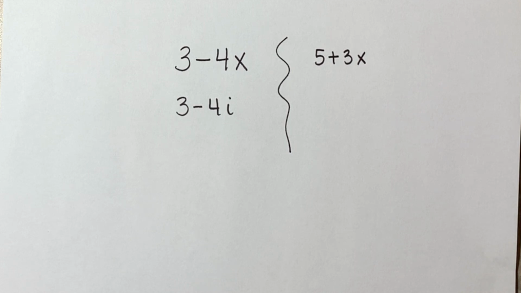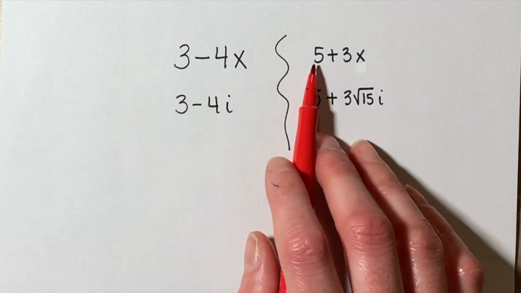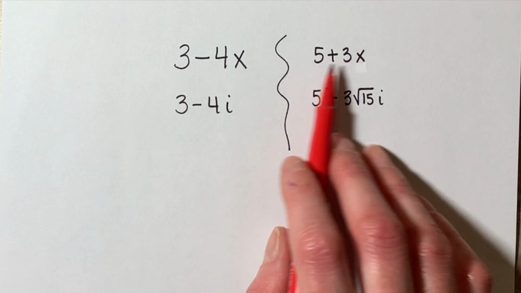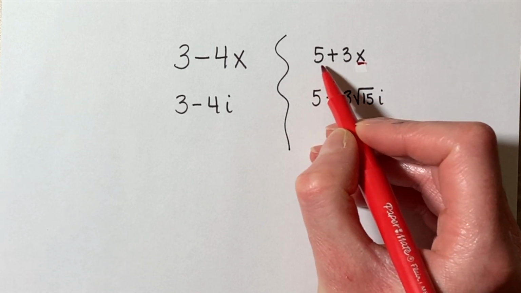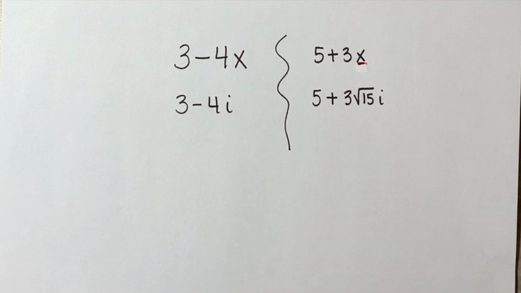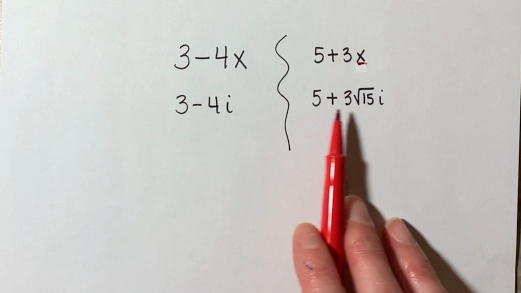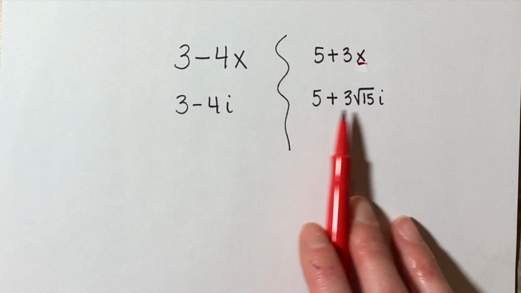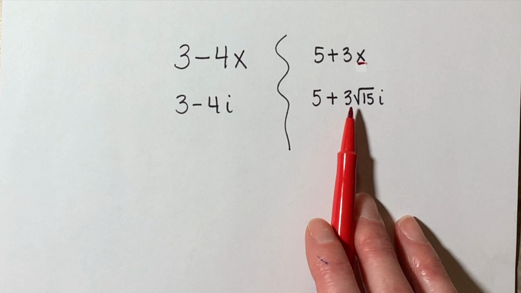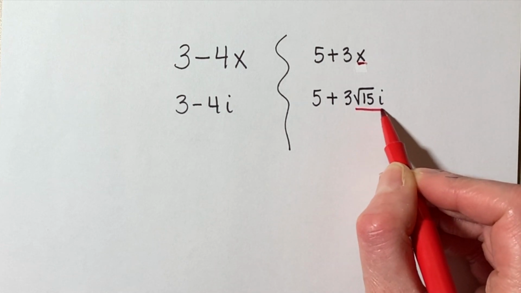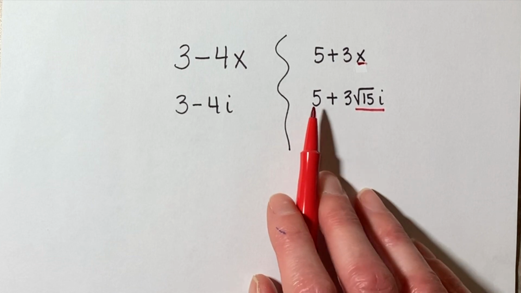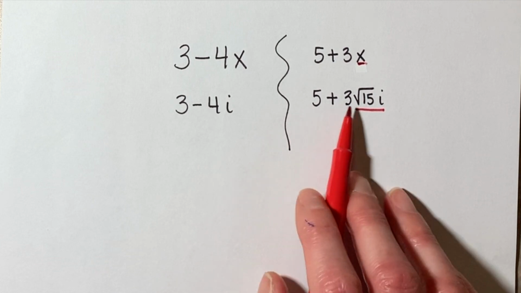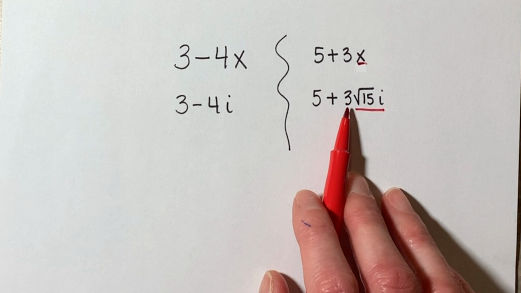The final answer we got in our last problem looked like this. These are not like terms because they don't have the same variable base. This has a variable base of x, and this has no variable base at all, so they're not like terms. Same thing here. These are not like terms because they don't have the same radical base. This 3 is attached to the square root of 15i. This 5 has no radical base. So the 5 and the 3 do not have the same base. They're not like radicals. We cannot combine them.